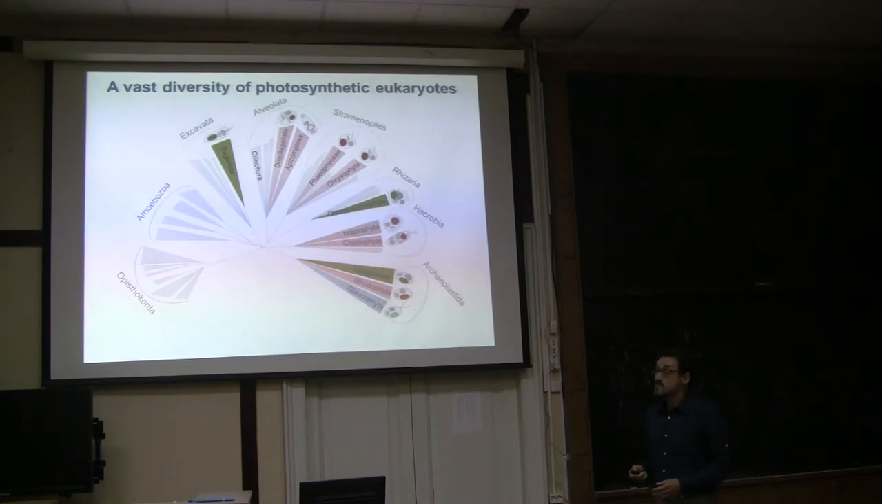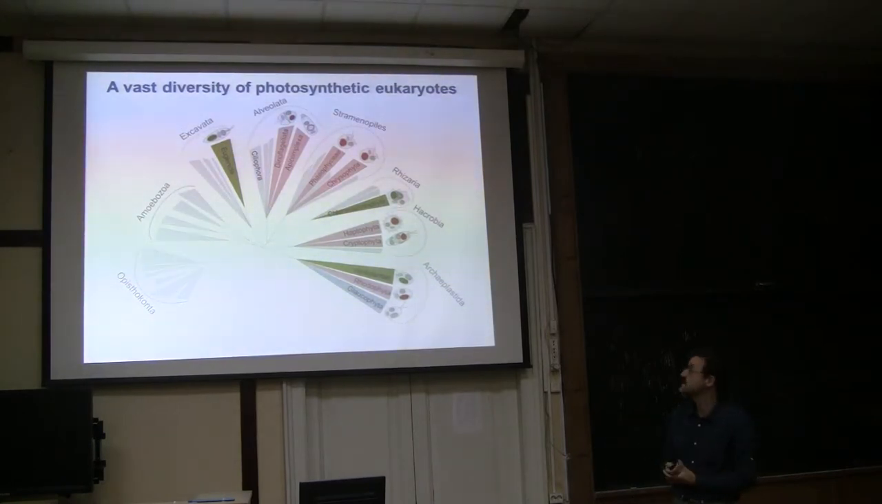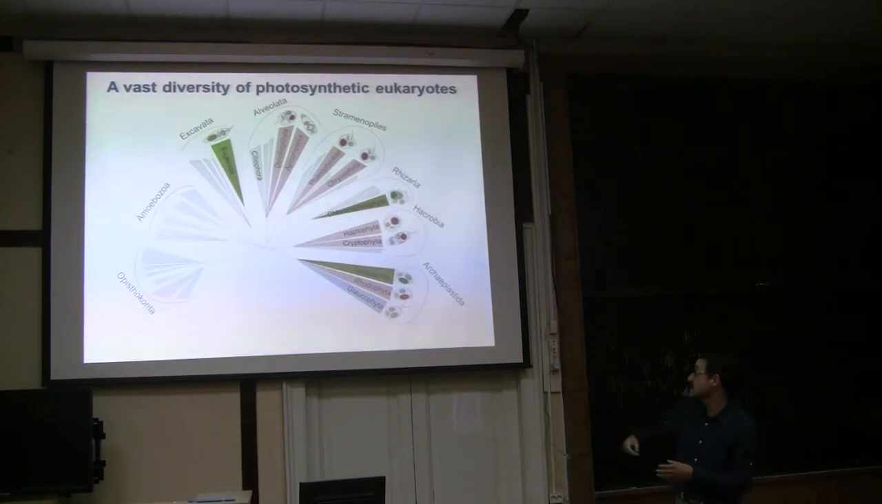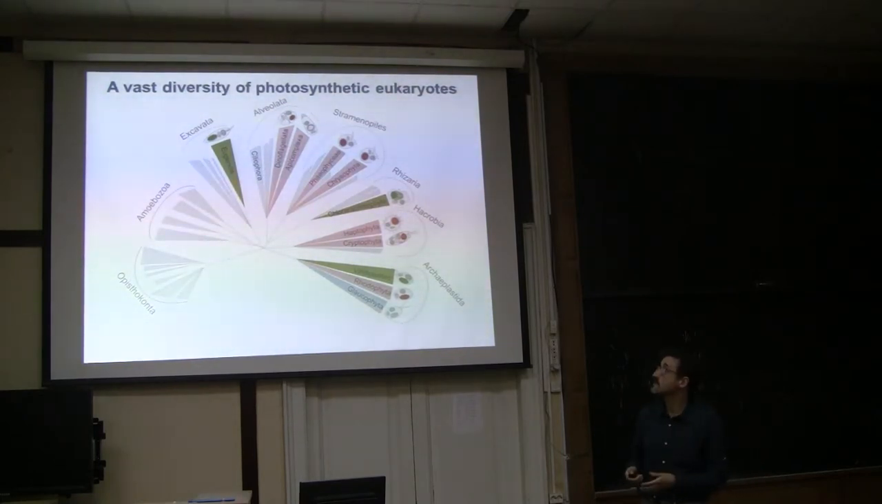If you place these different eukaryotes in a phylogenetic tree, you can see that they are very dispersed and widespread in the phylogeny of eukaryotes, because they can be found in a large portion of the eukaryotic tree. This phylogenetic analysis provides some information about the origin of these photosynthetic groups.